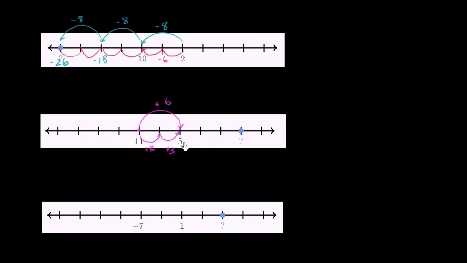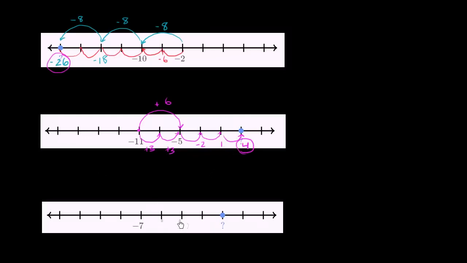So -5 plus 3 is going to get us to -2, +3 gets us to +1, and +3 gets us to 4. So here we got to -26, here we get to 4. Now let's tackle this one.